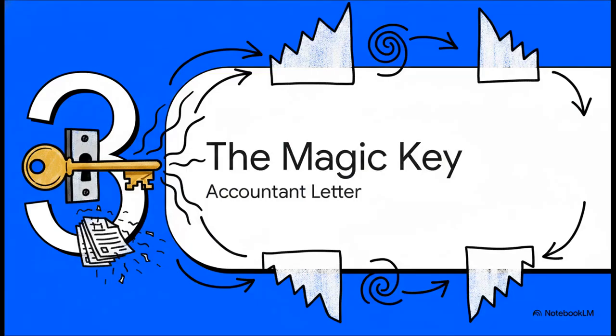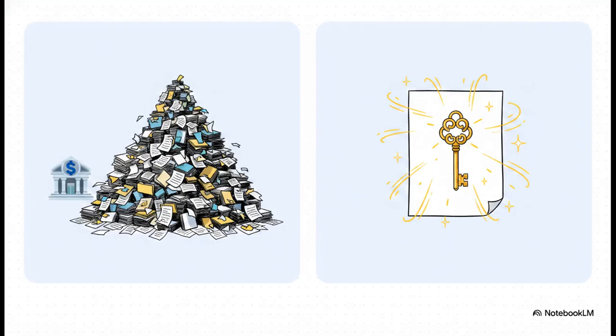Section 3. The magic key, the accountant's letter. So if we aren't using stacks of tax returns, what are we using? Well, there is a remarkably simple strategy that completely circumvents all those usual banking hurdles. And this brilliantly illustrates the stark contrast we're talking about. On one side, we have the traditional bank's demands: exhaustive mountains of bank statements, business activity statements, and perfectly finalized tax returns. Honestly, it's exhausting just trying to gather it all up.